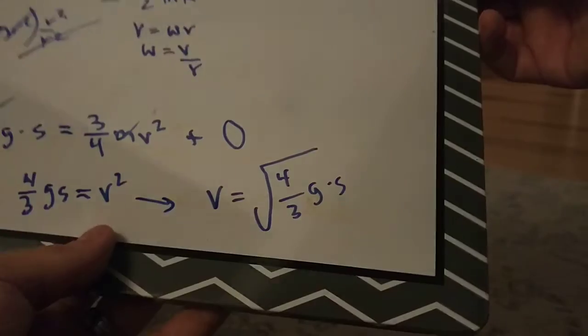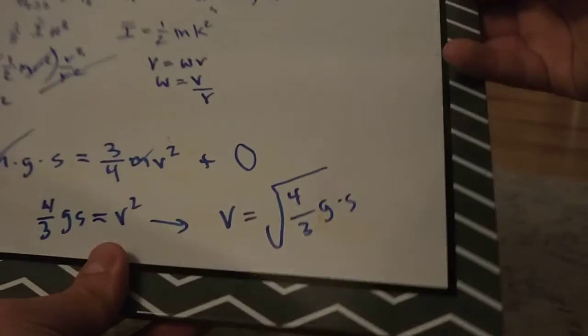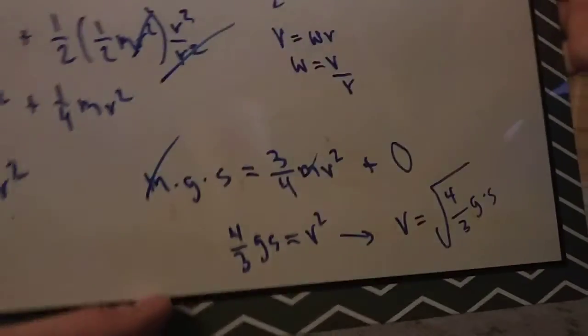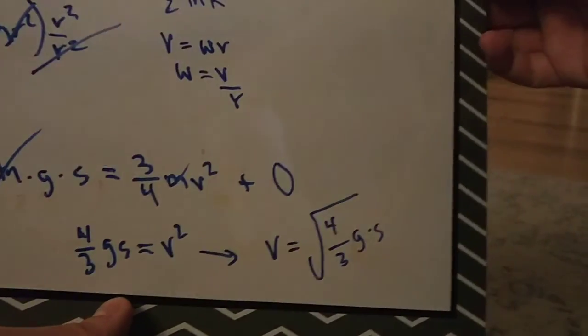And there it is. That's the way to express velocity at a certain displacement point with this kind of system where the thing just drops and unrolls.